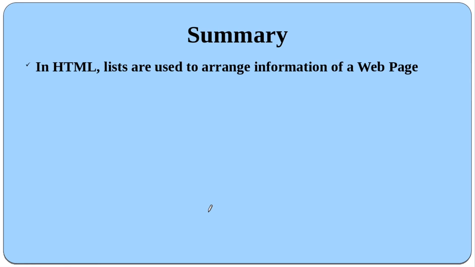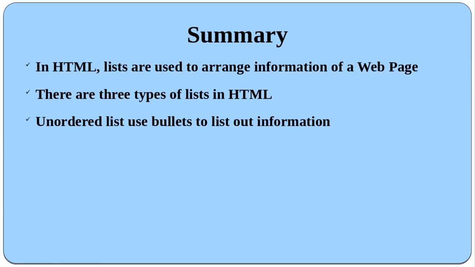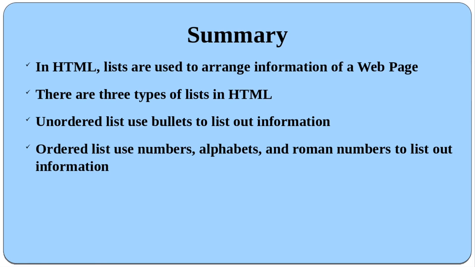Summary of this session. In HTML, we use lists to arrange information of a web page. There are 3 types of lists in HTML, which are unordered list, ordered list, and definition list. Unordered list uses bullets to list out information. There are 3 types of bullets, which are disks, circles, and squares. Ordered list uses numbers, alphabets, and Roman numbers to list out information. We use the type attribute to specify which type of list item markers we need.